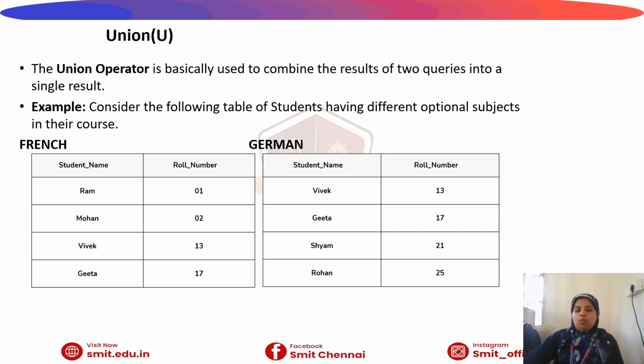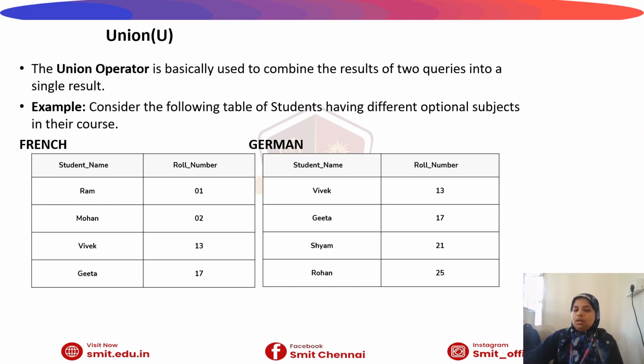Look at this: Ram, Mohan, Vivek, and Geeta. Here also Vivek is registered and Geeta is registered, and the remaining are Sham and Rohan. So all the names will be selected. Union is nothing but the names which are registered. But if a name appears twice, look at this: in French, Vivek is registered, and in German also Vivek is registered.